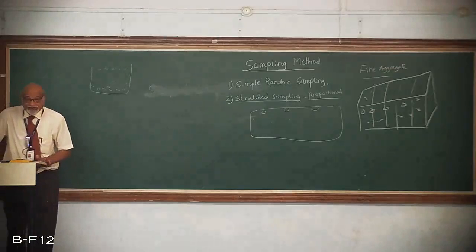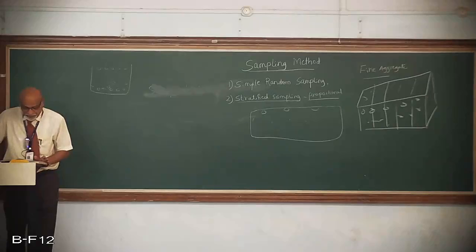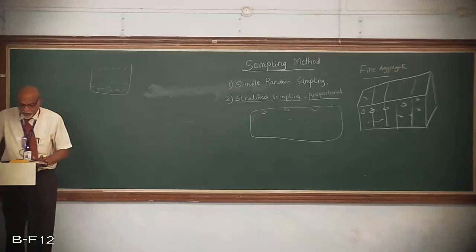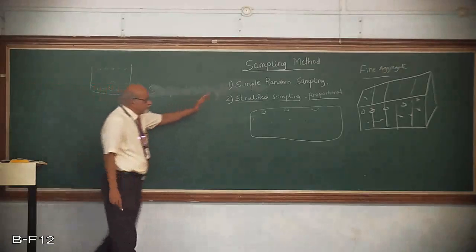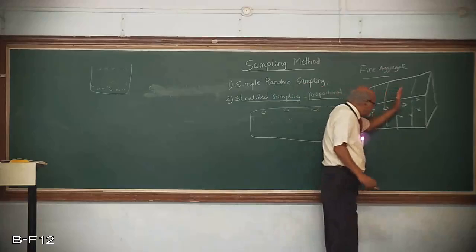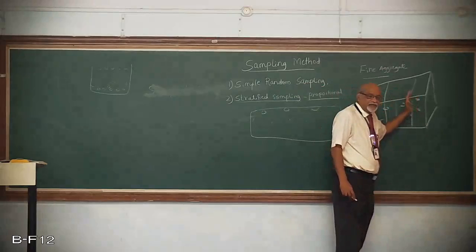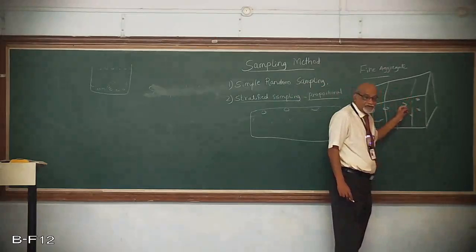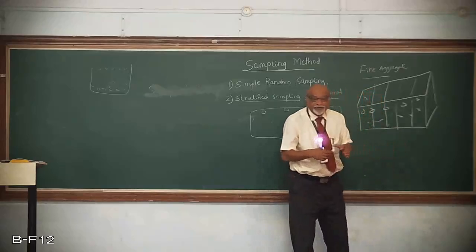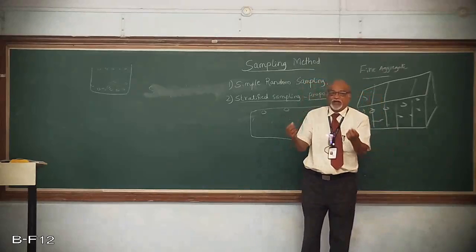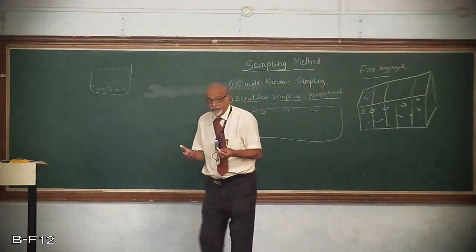Should be proportional to the size of the sublot. You got this one? That means what? From the lot, we are creating the sublots. And from sublots, we are taking the samples. Those will become subsamples. And all these samples will be mixed. And from there, I will be taking the desired number of the samples.